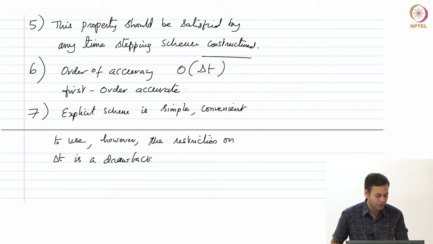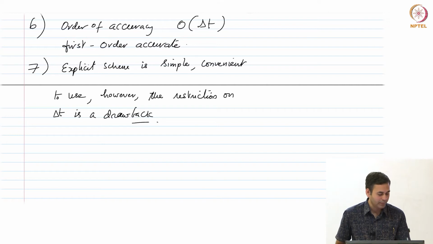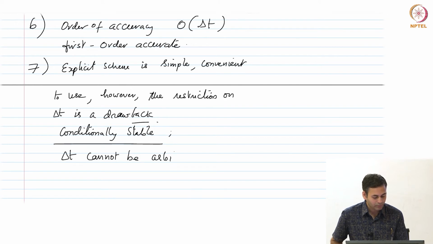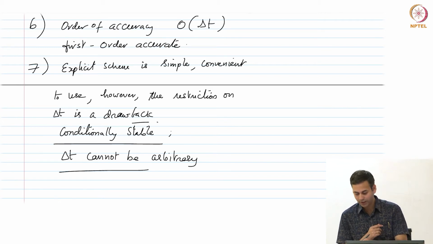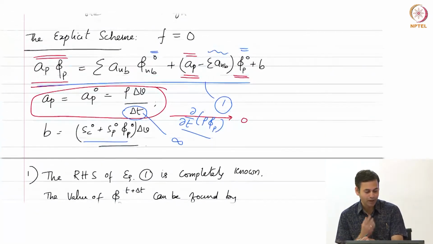That means you cannot take any delta t that you wish. You have to follow one particular condition. This is only conditionally stable. That means delta t cannot be arbitrary. We will come to this point through two different ways. One is the von Neumann stability analysis. The other is by looking at the equation; just by looking at the equations we can heuristically say what will happen.